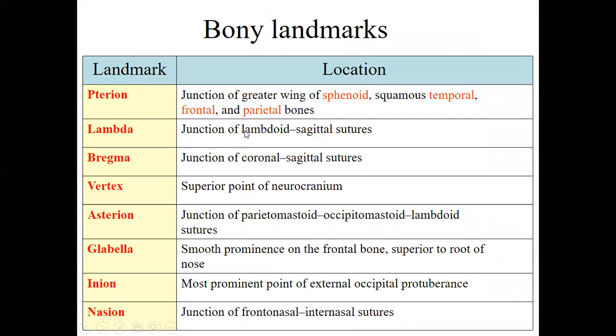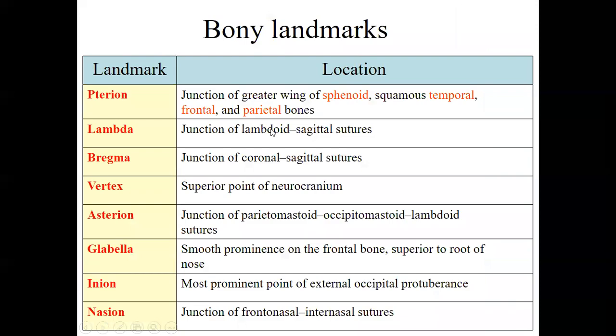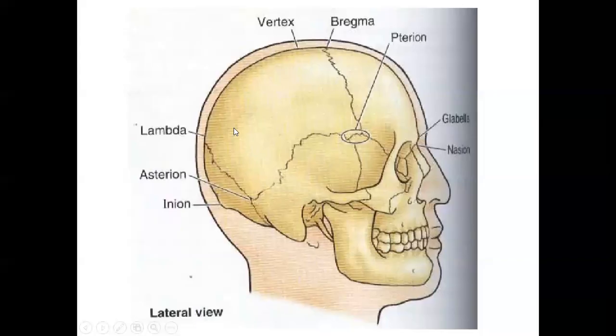And then the lambda is the junction between the lambdoid and sagittal sutures. So you can see here, this is the lambda. It's a junction between the sagittal suture and the lambdoid suture.